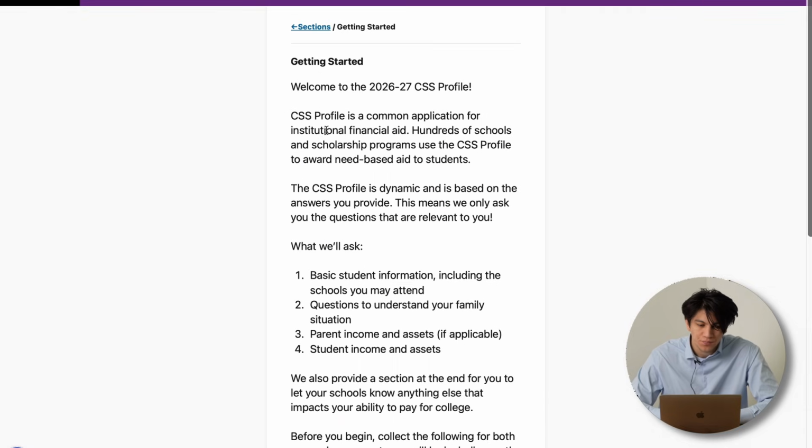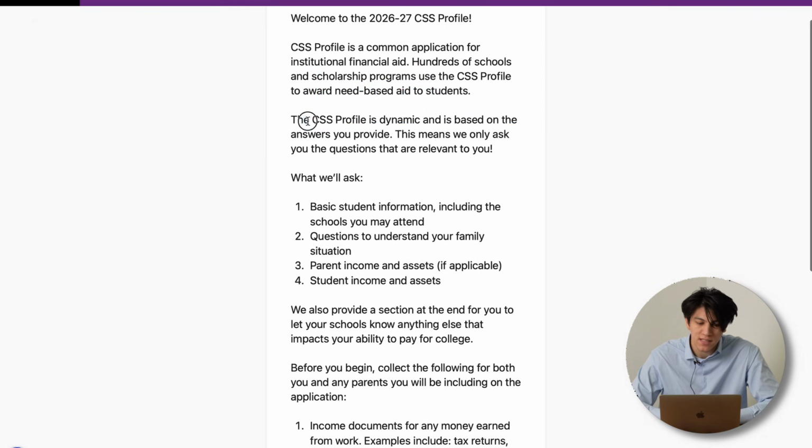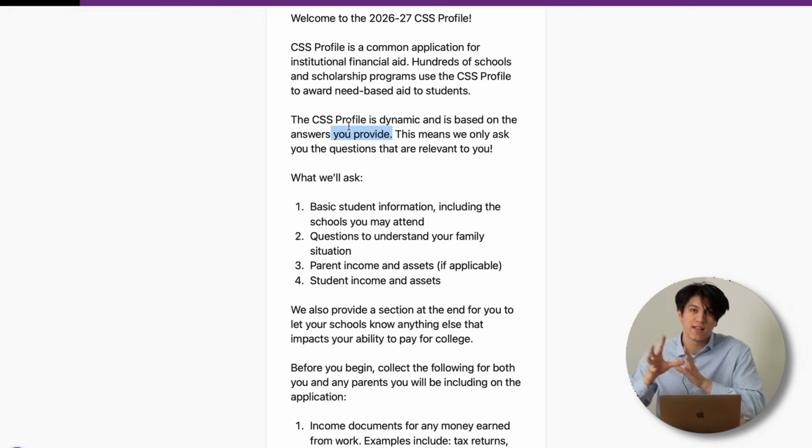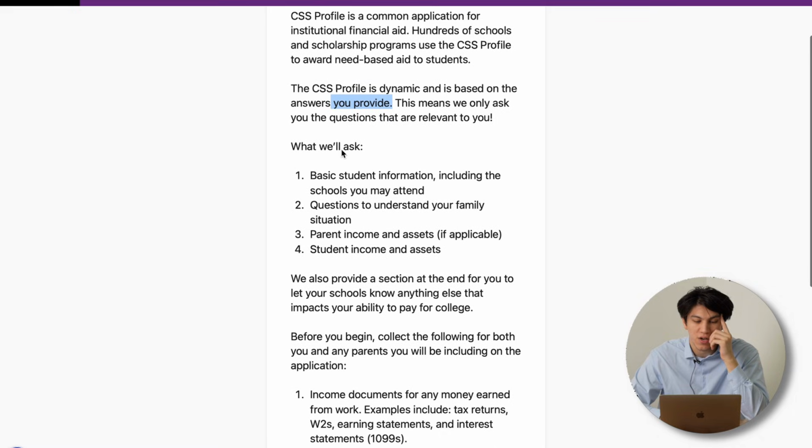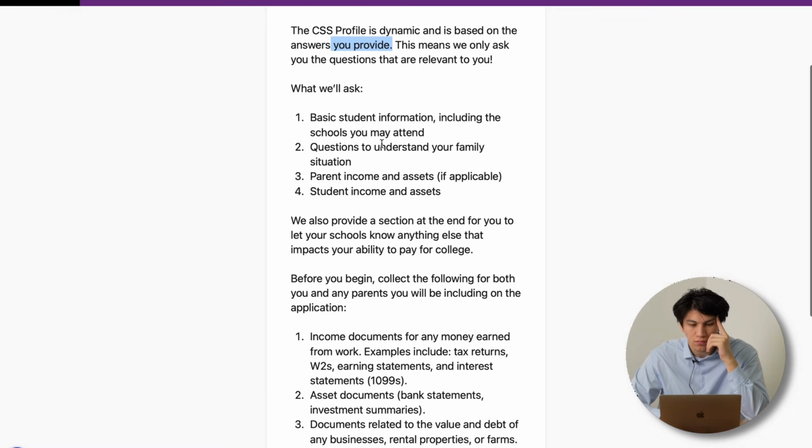As you can see, CSS Profile is a common application for institutional financial aid. Hundreds of schools and scholarship programs use CSS Profile toward need-based aid to students. The CSS Profile is dynamic and is based on answers you provide. Yes, it changes. If you include one parent, it asks for the information of the parent. If you don't include it, it doesn't ask. This means we only ask you the questions that are relevant to you.